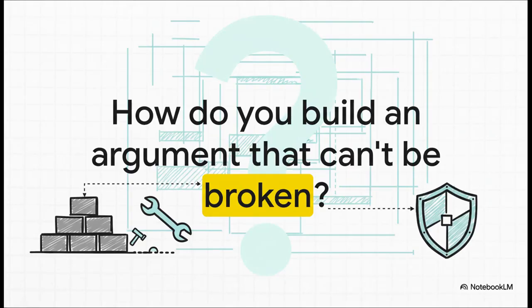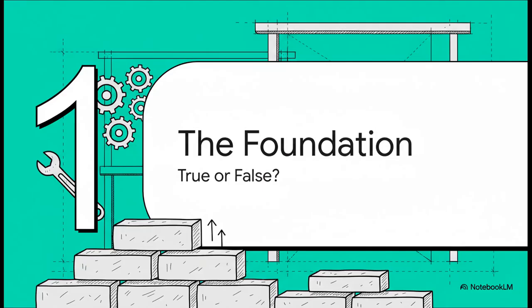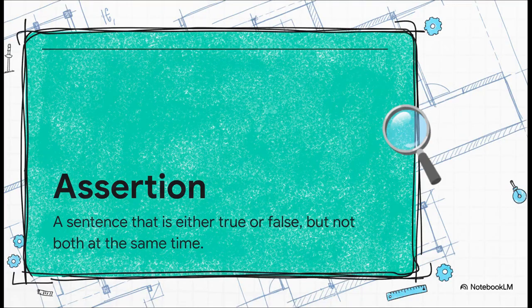Look, it's not about being the loudest person in the room, it's about having the strongest structure. And just like any good building, it all starts with the foundation. You know, every great piece of architecture, whether it's a massive skyscraper or a tight logical proof, starts with one single solid building block. And in the world of logic, that block is a statement that is clearly, verifiably, either true or false. No gray area. We call this fundamental building block an assertion, or sometimes a proposition.